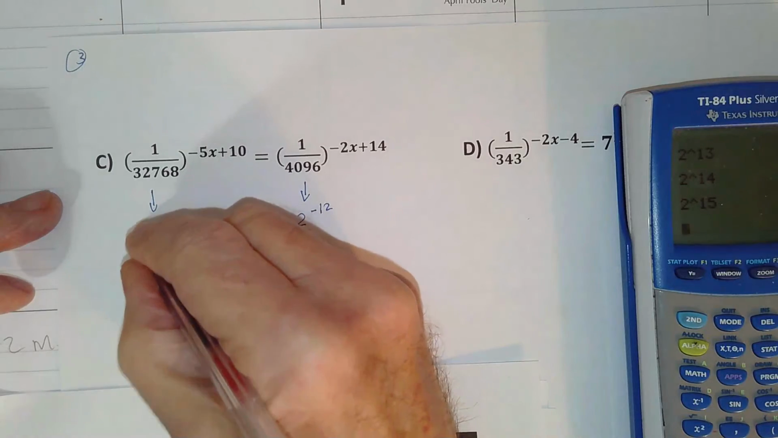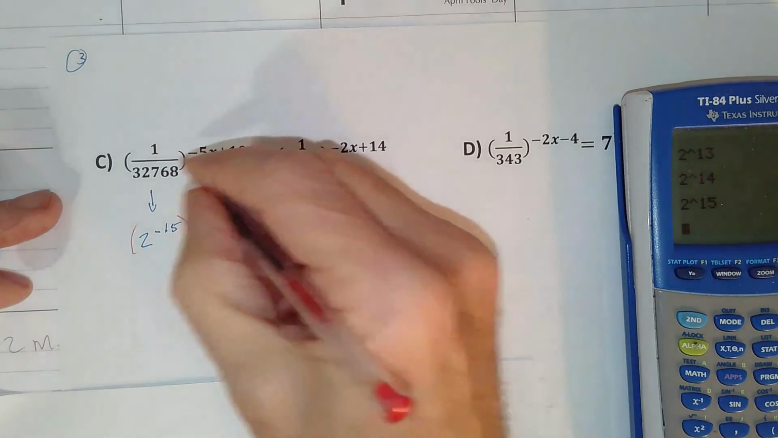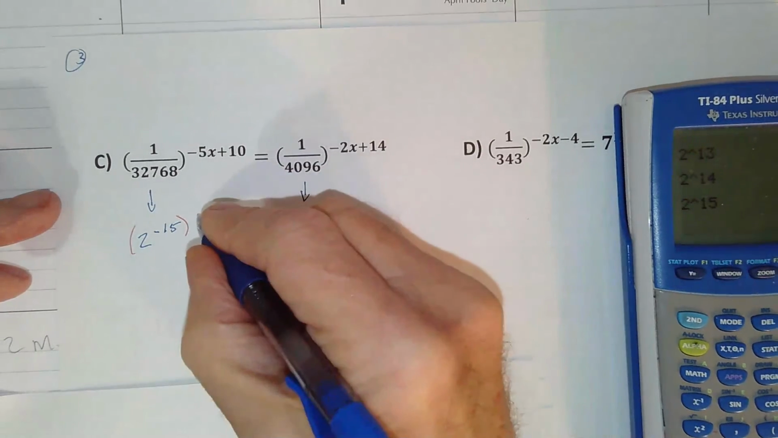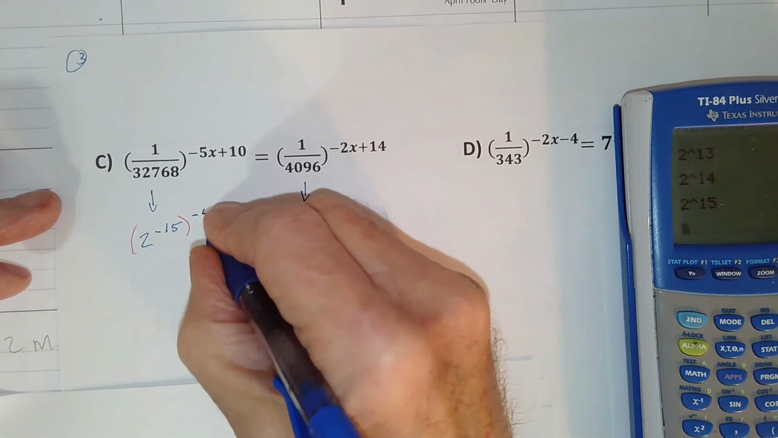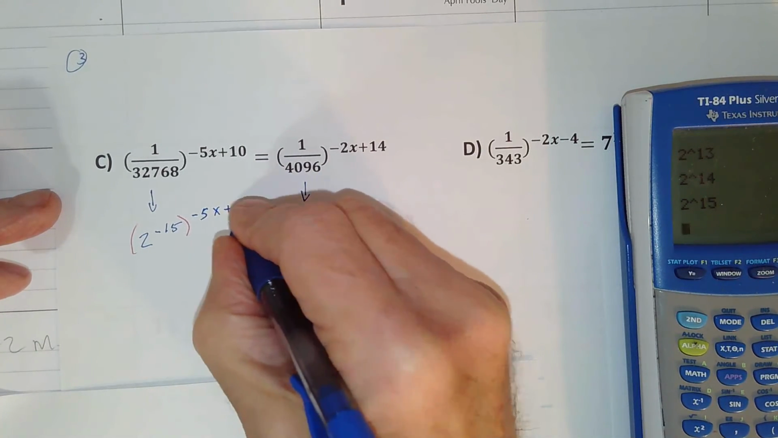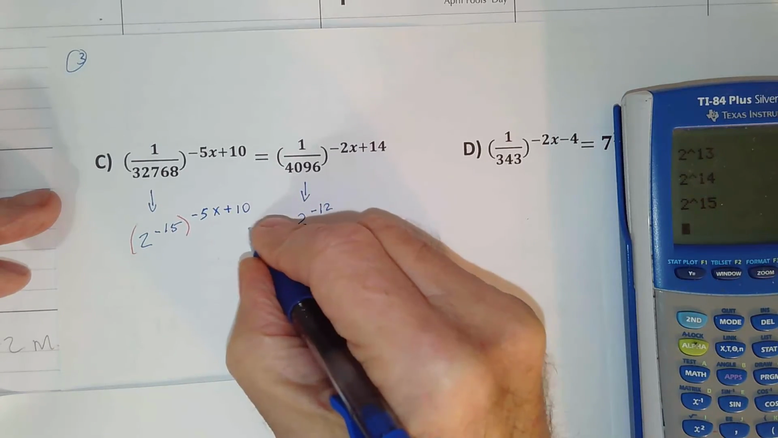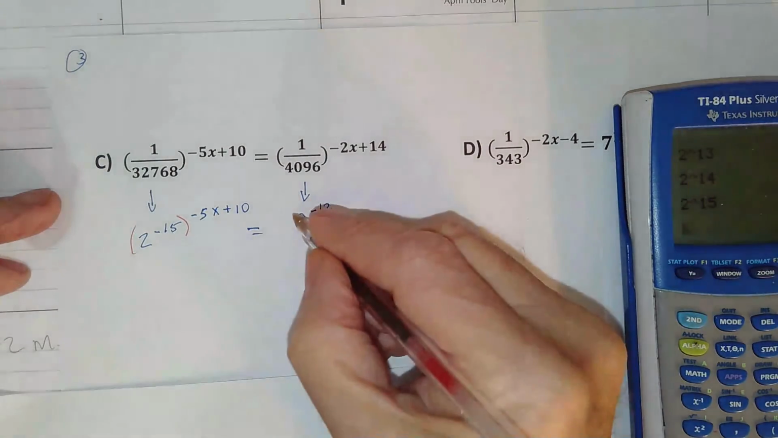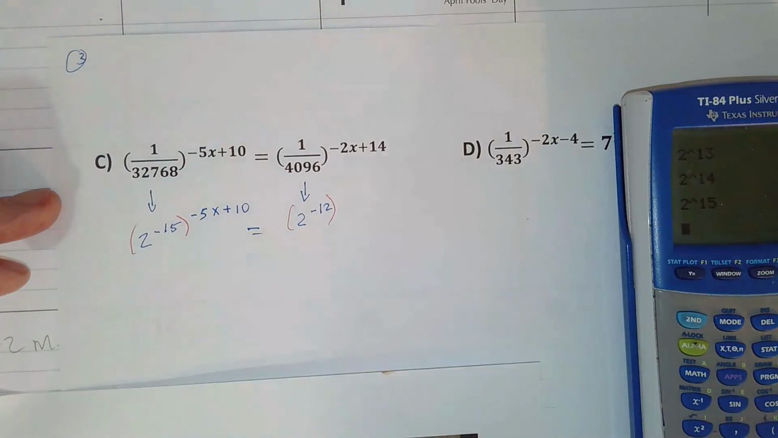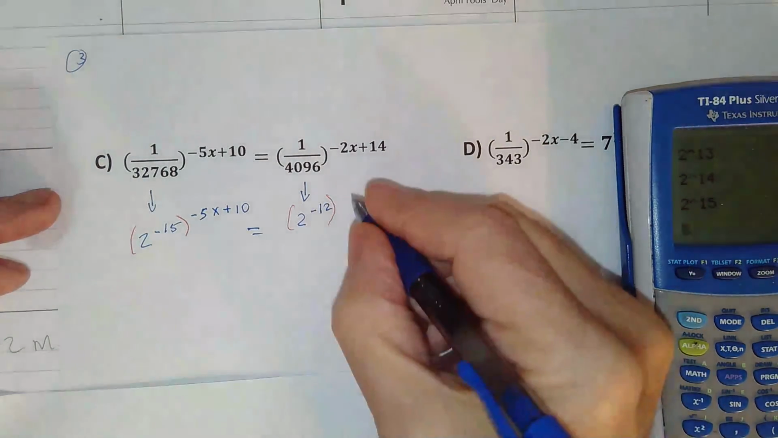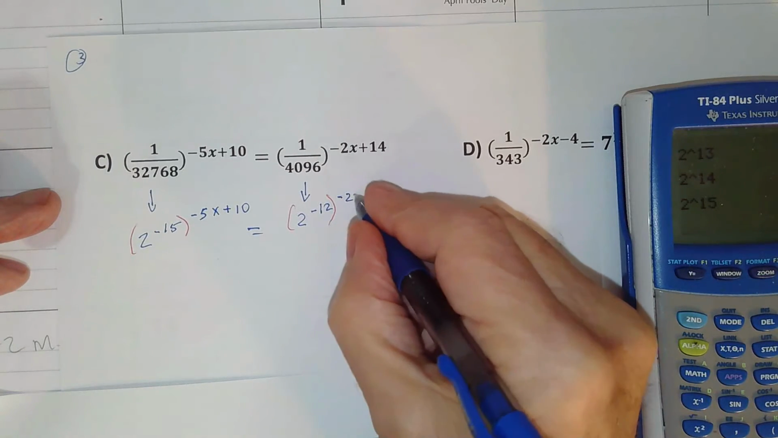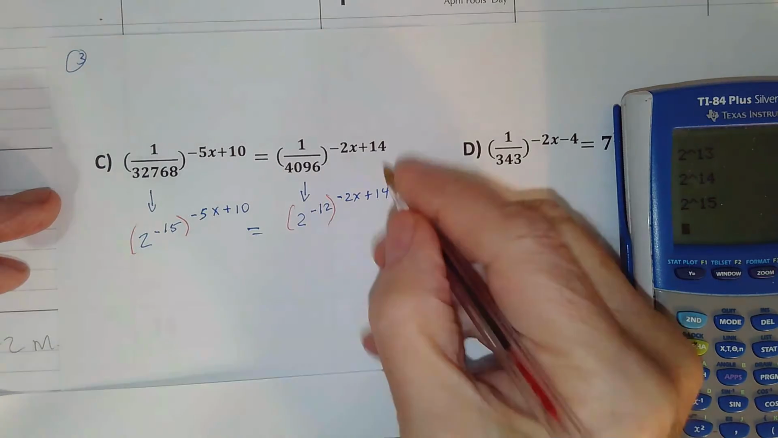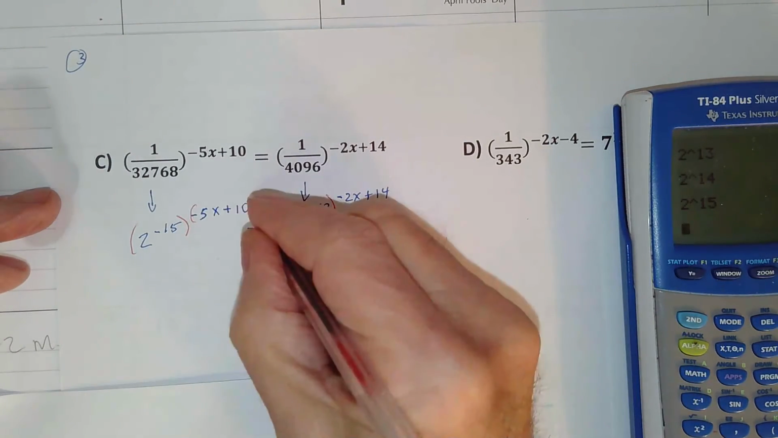And so we're going to put parentheses around them, and then we're going to put the exponent up here with each of them. So negative 5x plus 10, bring down on the left, and that's going to equal, and then we're going to put parentheses around to the negative 12, and that's going to be to the negative 2x plus 14. And let's put parentheses around each of these exponents.